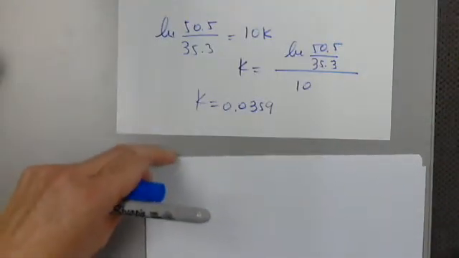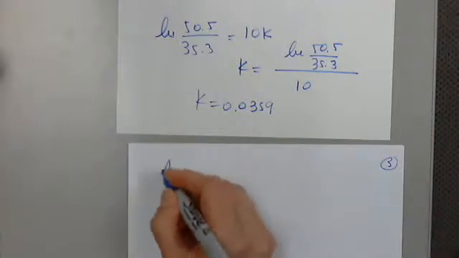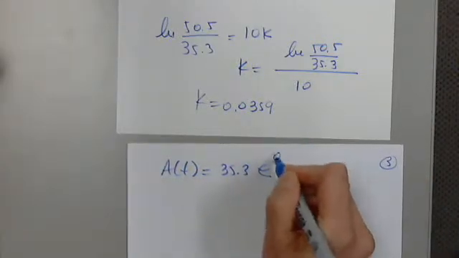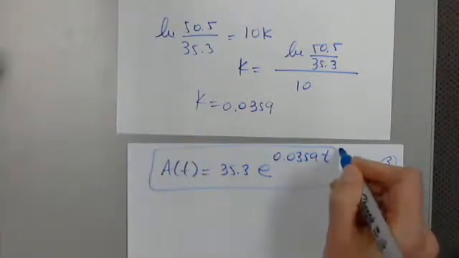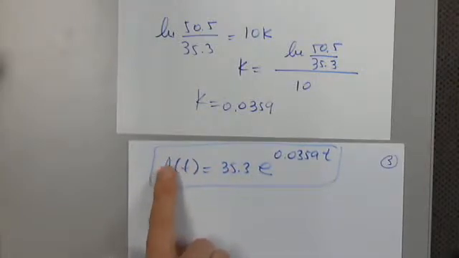So I have the model now. Agreed? Okay, here's the model. A of t equals 35.3 e to the 0.0359 t. T is like x, A of t is like f of x. So we have the model or the function.